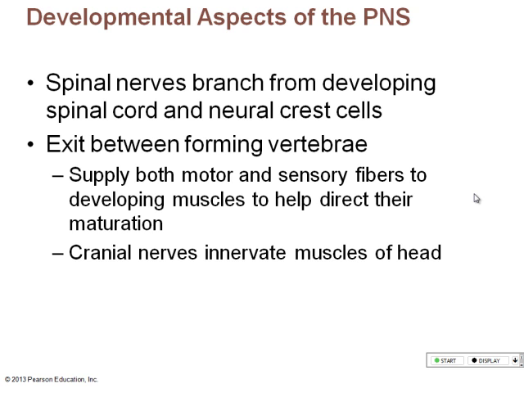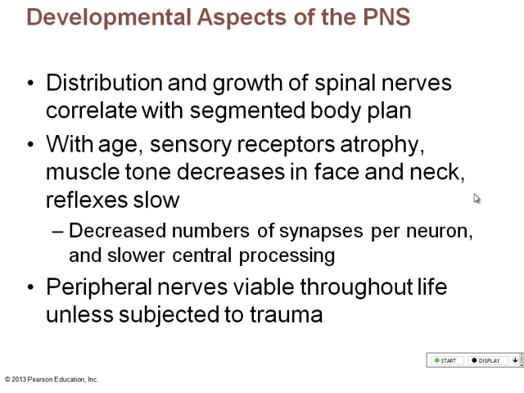Developmental aspects of the nervous system. Spinal nerves branch from the developing spinal cord and the neural crest that we talked about way back when. We're going to develop both motor and sensory fibers, and cranial nerves that are going to innervate, for the most part, muscles in the head, except for vagus, cranial nerve 10, which travels outside of the head region.